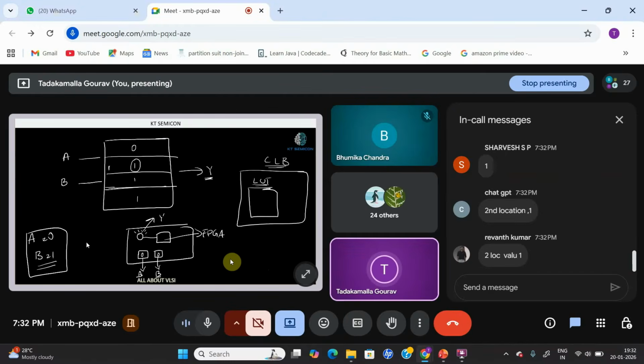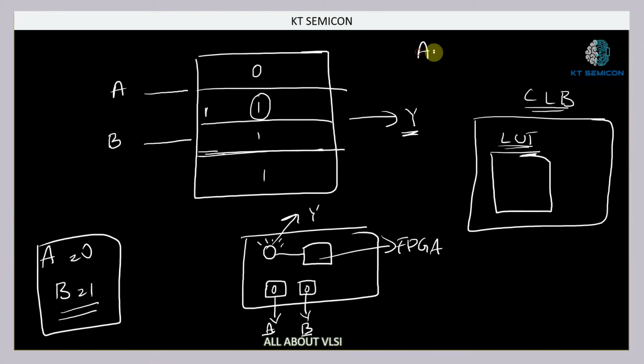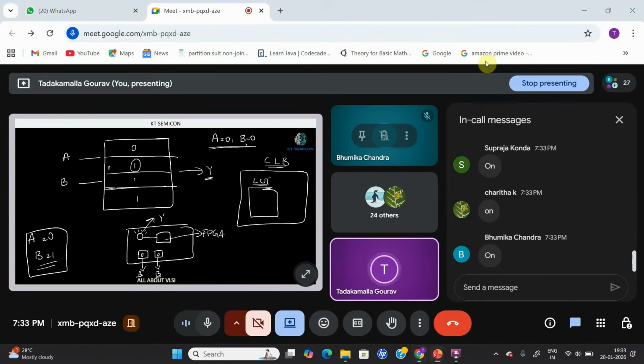Now, will the LED be turned on or turned off? If our output is equal to 1, will the LED be turned on or will it be turned off? The LED will be turned on, right? Now, let's say I am going to provide A is equal to 0 and B is equal to 0. Now, what will be the status of your LED? Whether it is turned on or whether it is turned off.